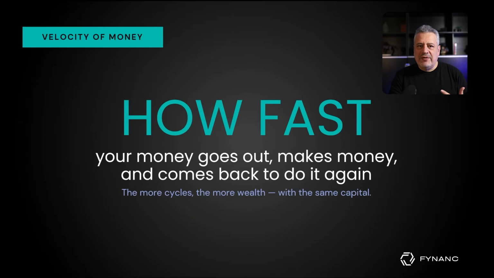So what is velocity of money? Velocity of money is nothing more than how fast your money goes out, makes money, and comes back to do it again. And the more cycles, the more wealth with the same exact capital, just like the bottled water there. So this is what velocity of money is. It's the idea of going out, making money, and coming back as fast as possible. You're not having to wait for years and years.